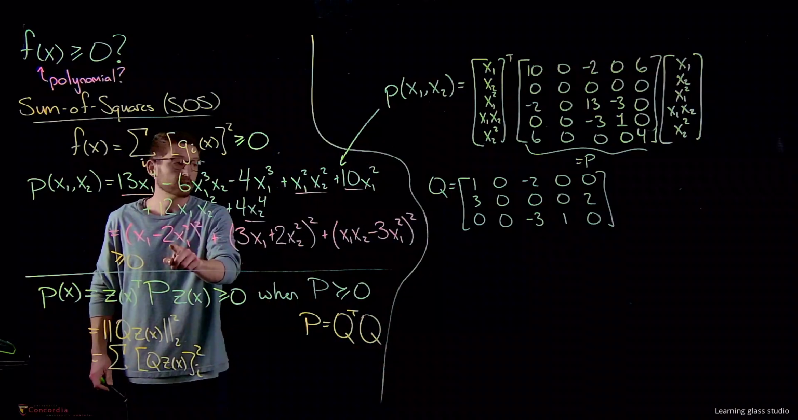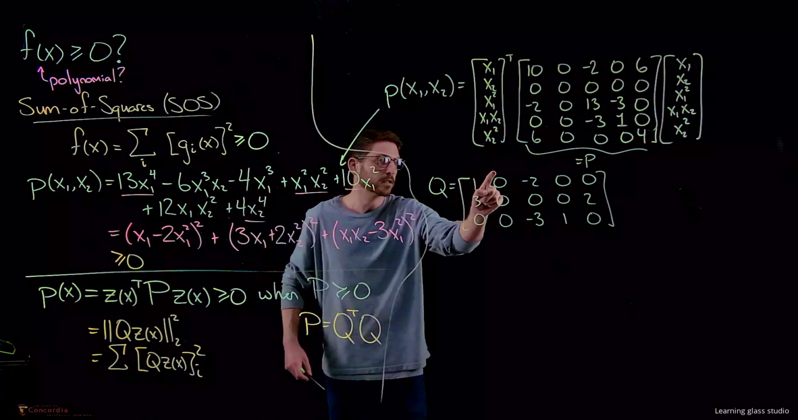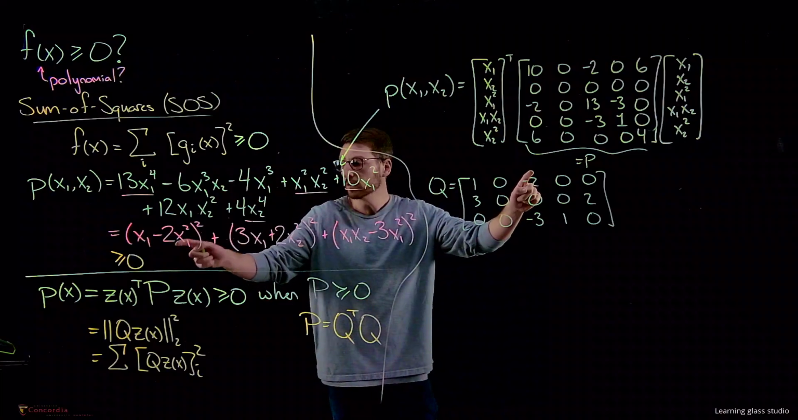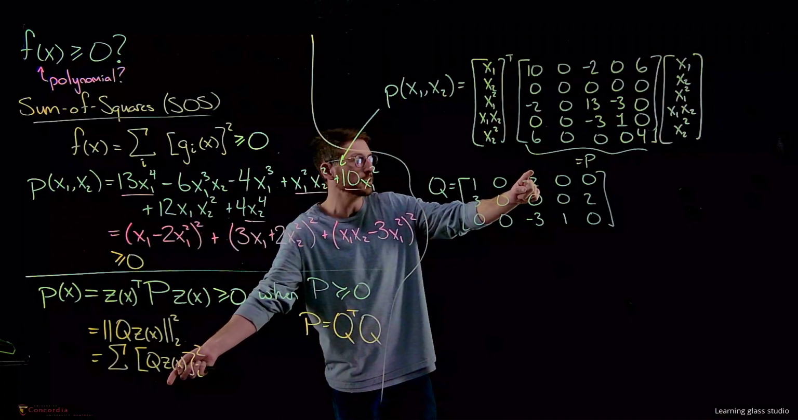1 and minus 2, right? So x1, x2, x1 squared. 1 x1 minus 2 x2, all squared, just like the representation tells us.